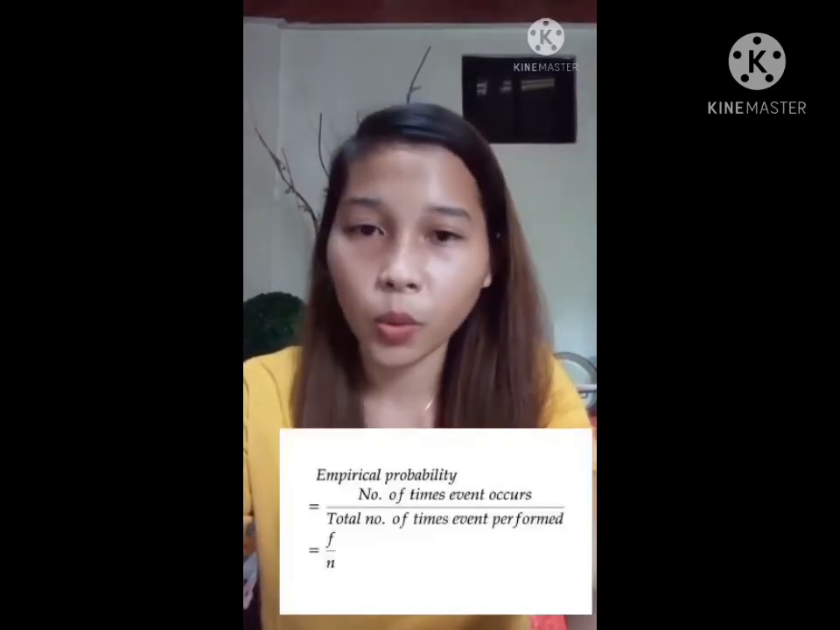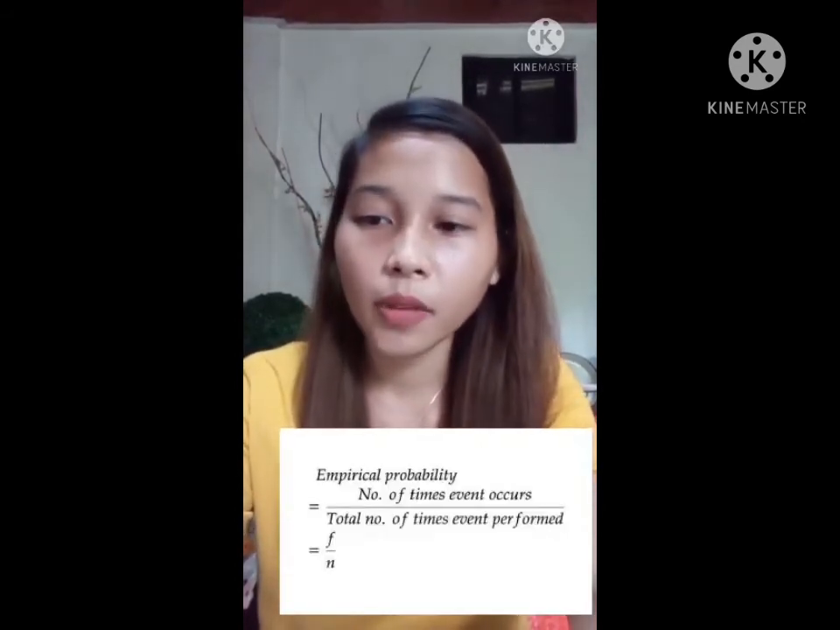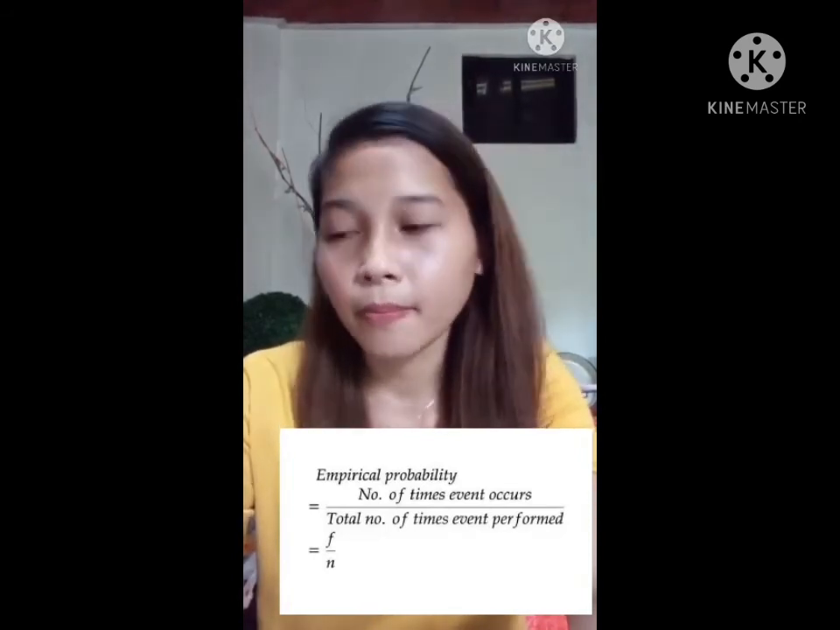To get the empirical probability, we have the formula: empirical probability equals the number of times occurred over the total number of times the experiment was performed, where the number of times occurred refers to the number of times a favorable event occurred. The total number of times the experiment was performed refers to the total amount of times the event was performed.